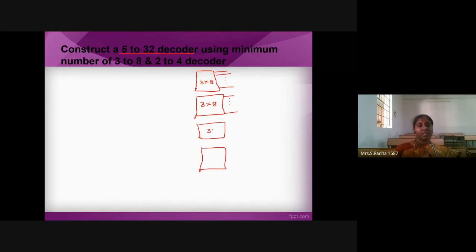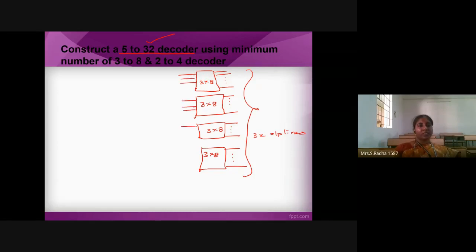This again is a 3 by 8. So here 8 lines, here 8 lines. So totally I am going to get 32 output lines. What I am satisfying is that these 32 output lines are obtained using 4 3 by 8 decoders. Now each will have 3 input lines.